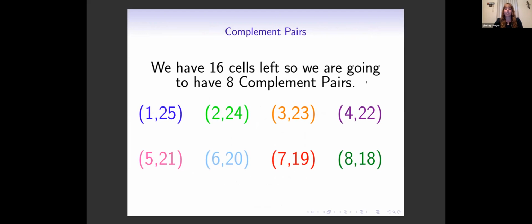We had 16 cells left, so we're going to have 8 complement pairs. Our numbers we had left were 1 through 8 and 18 through 25. So I've paired them together so each pair equals the desired number of 26. I colored them so we can see how the complement pairs live in our final 5 by 5.